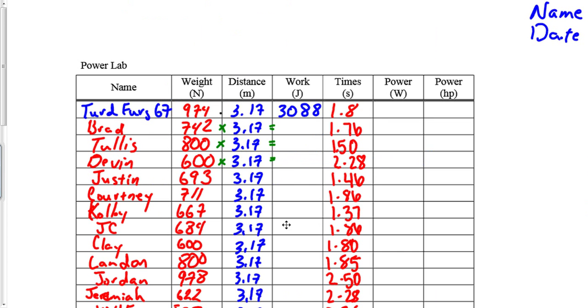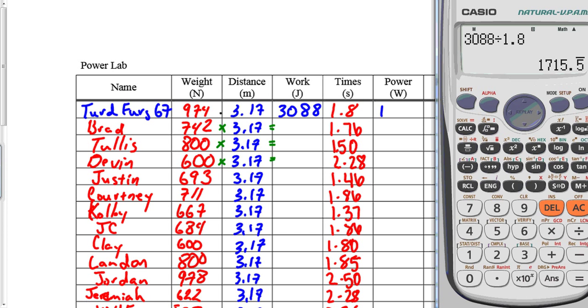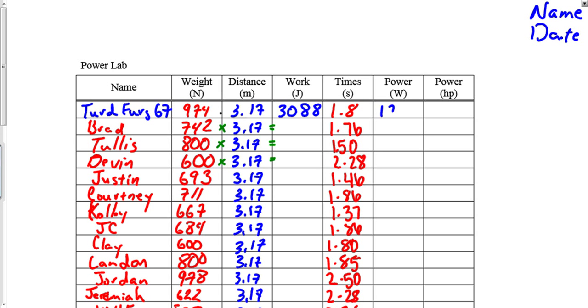So let's go back one now. I had, what incredible short-term memory, I've already forgot what that calculator said. 1,716. 1,716 watts. But if you notice, there's still one more column, and that's how to get horsepower.